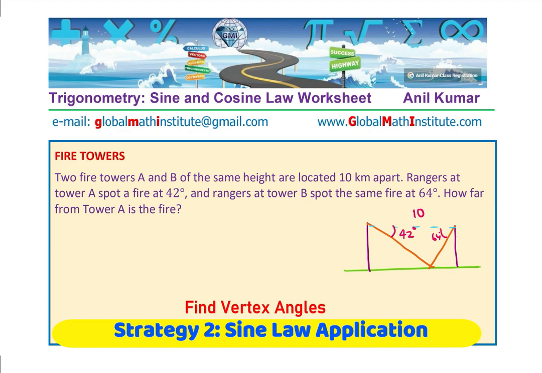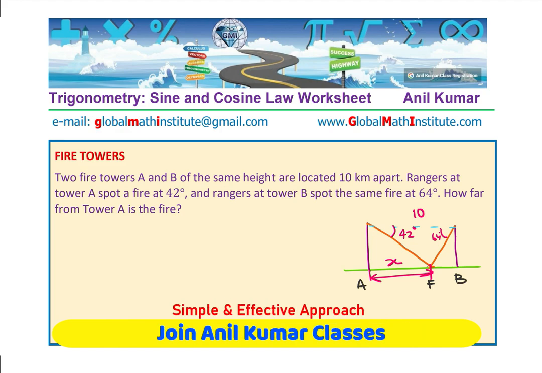Now, in this particular case, we need to find distance x, which is from tower A to the fire, right? So we labeled A here. This was fire and this is tower B. That is the distance which we need to figure out. So how can we do this?